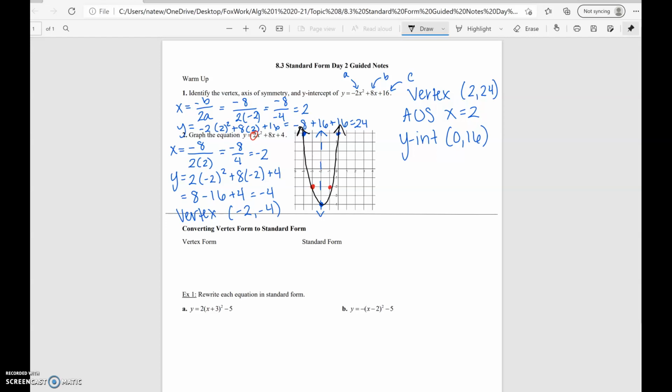So that's a review, a warm-up of what we covered in class last week. And then today we're converting vertex form to standard form. So we've talked about both forms now.